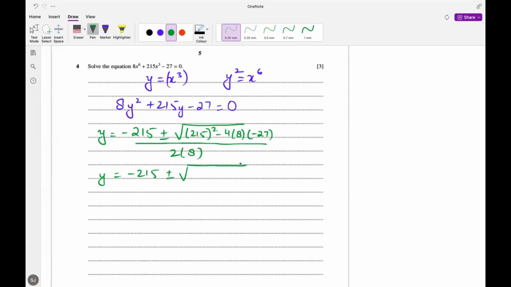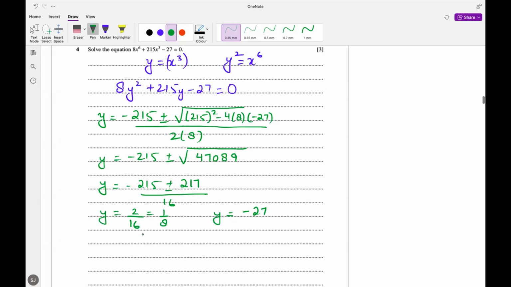Substituting the values in the square root in the calculator, when we write 215 whole square minus 4 into 8 into 27, this will become 47089. Taking the square root of 47089, the square root is 217. So y will be equal to minus 215 plus 217, that will be 2 upon 16, and y will be equal to minus 215 minus 217, which will be equal to minus 432 divided by 16. That will be minus 27. So we have the two values of y as 1 upon 8 and minus 27.